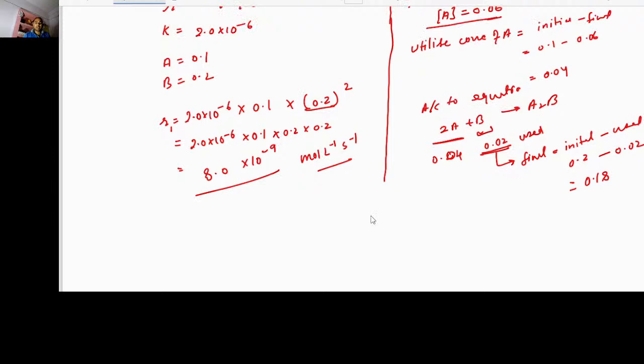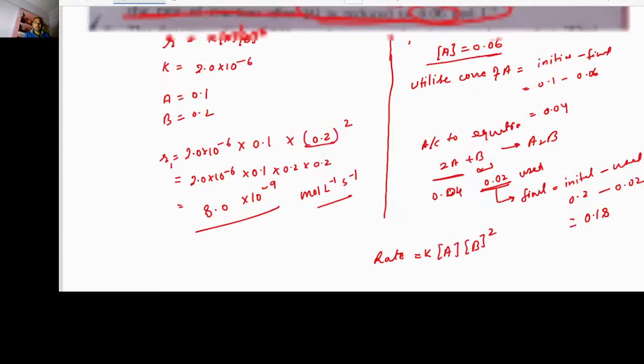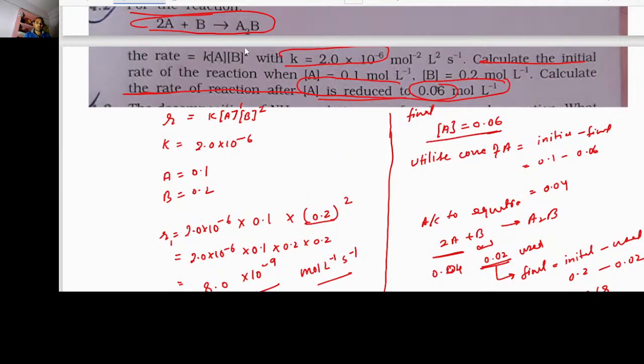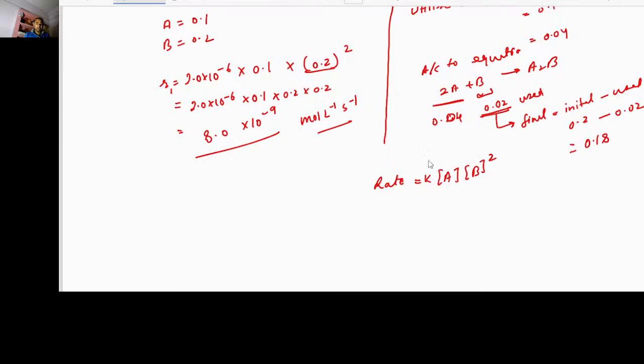Now, what is the rate, student? The rate expression is given. Here K is as it is, and B has power 2. This is given, student, please don't get confused. Rate is equal to K A B square. So here you go, K A B square.